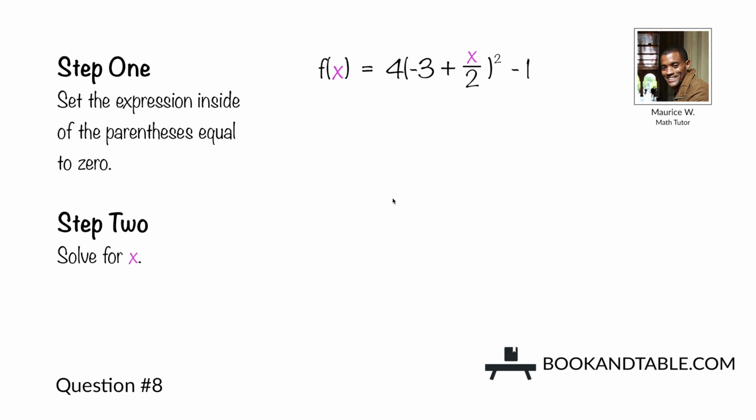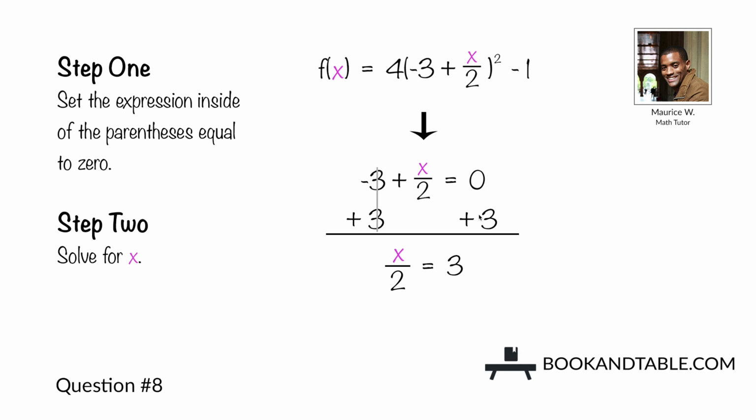Step 1, set the expression inside of the parentheses equal to 0. So that gives us negative 3 plus x over 2 is equal to 0. And now we want to solve for x. So we'll begin by adding 3 to both sides, showing us that x over 2 is equal to 0 plus 3, which is 3. And now we can multiply both sides by 2 to negate this coefficient of 1/2. So that shows us that x is equal to 3 times 2, which is 6.